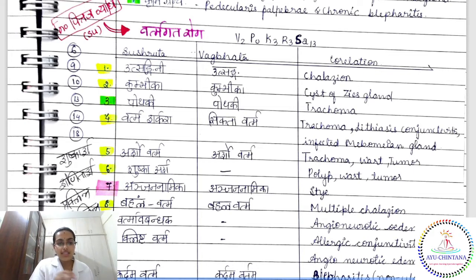Okay, because it is relatively difficult to remember all the 21. I'll give you guys another day. We'll keep Vartmagata Roga at the end. Today we will understand the Shuklagata Vyadhi classification. After this, I'll give you one more day.